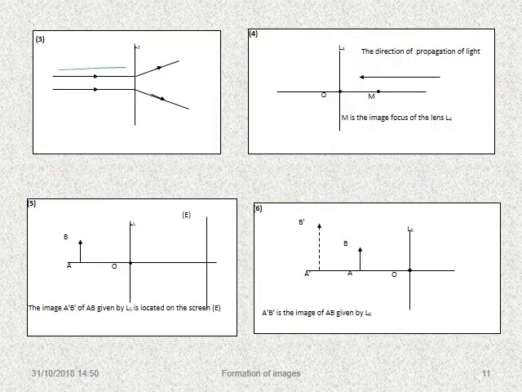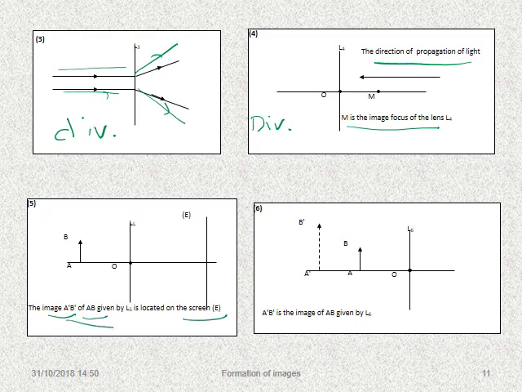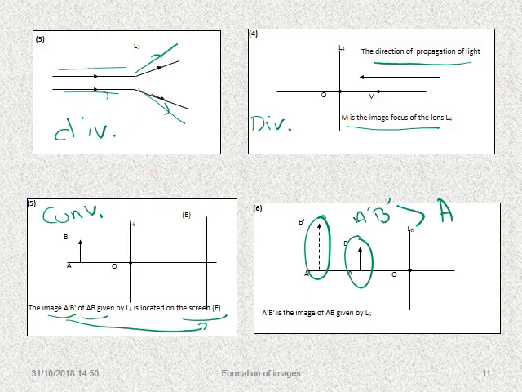L3: the beam of light separates, so it is diverging. LM: the image focus is in the direction of propagation of light, so it is diverging. Image A prime B prime of object AB is collected on the screen, so it is converging. A prime B prime is greater than AB, so it is converging.